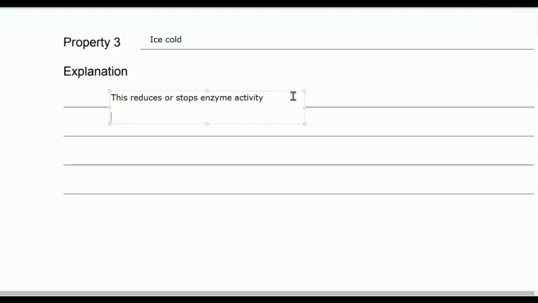Obviously, you don't want enzymes going about their everyday business, and especially if those enzymes will digest parts of the organelle. You might have proteases and things digesting proteins within the organelle, and we don't want that to happen, so we stop the enzymes from working, essentially.